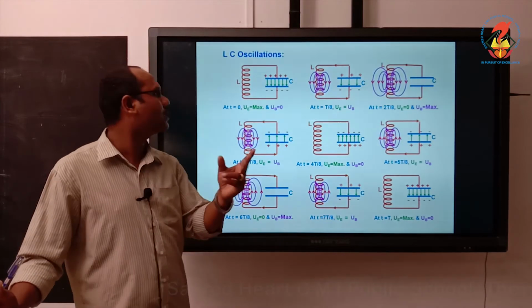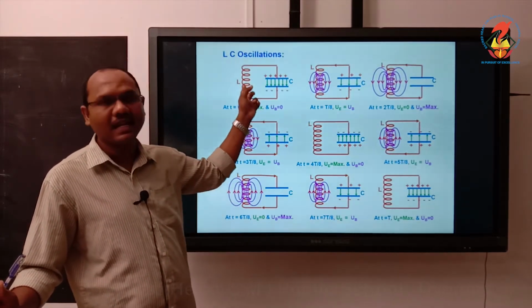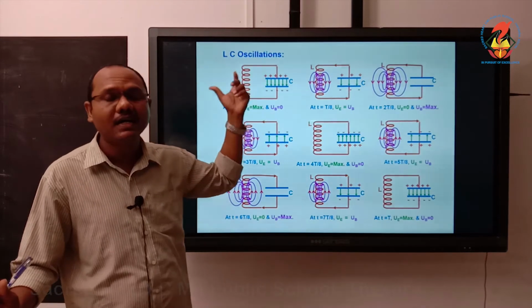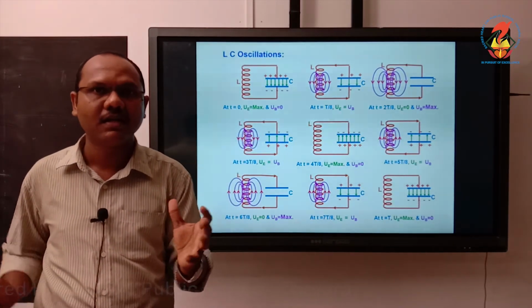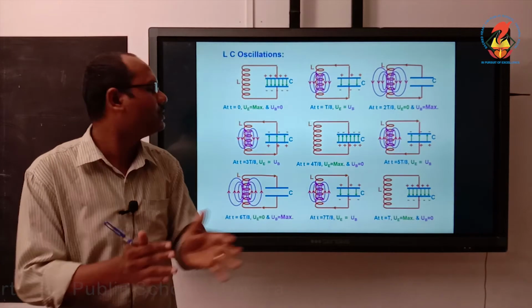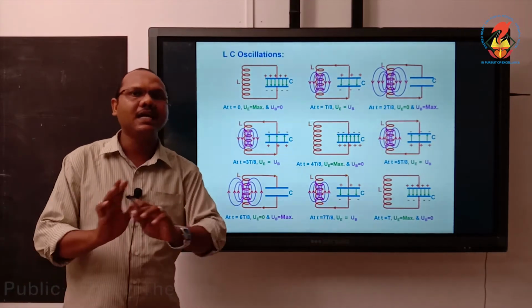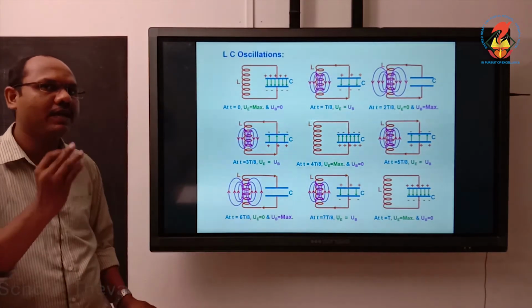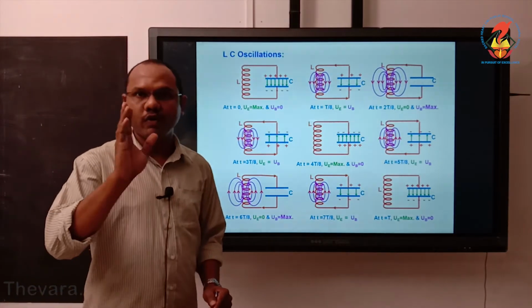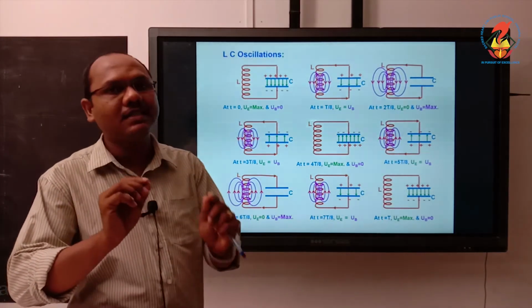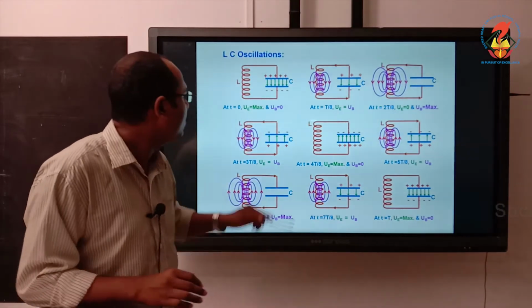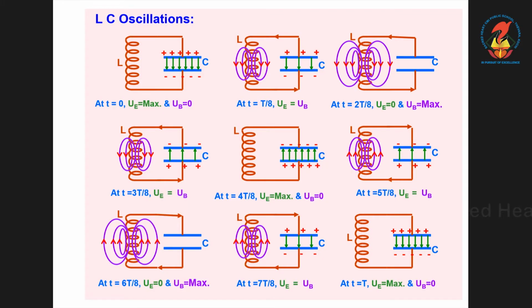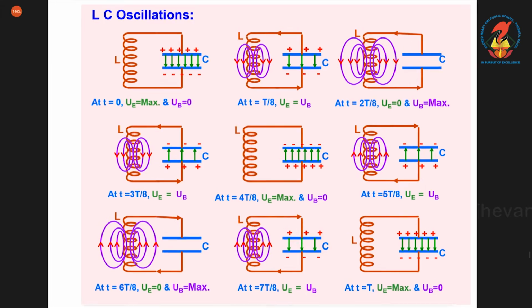And the circuit consists of two devices, a capacitor and an inductor. This circuit is called tank circuit. Tank means energy storing. So this circuit is called tank circuit. So let us see how the LC oscillations are taking place when I give DC. So initially I have charged the capacitor to a maximum value. So I am writing like this: the energy stored in the capacitor is maximum, and at the time t equal to 0, energy stored in the inductor is minimum. Okay.